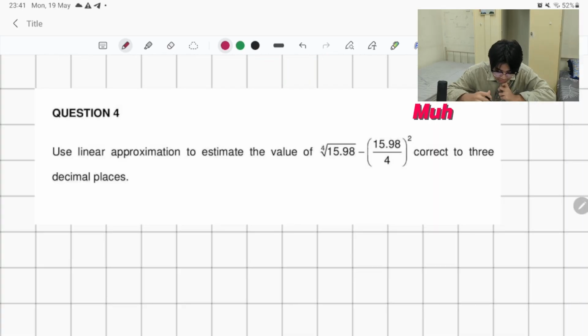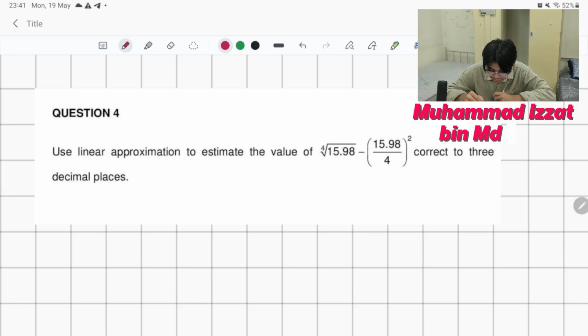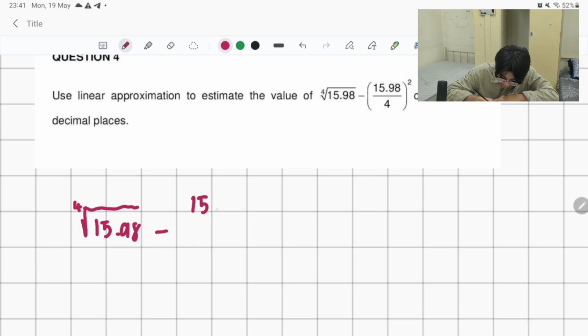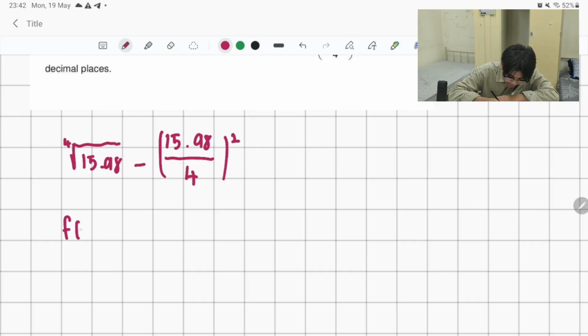Question number 4. Use linear approximation to estimate the value of the fourth root of 15.98 minus 15.98 divided by 4 squared, correct to 3 decimal places. So from this expression, f(x) equals the fourth root of x minus x divided by 4 squared.